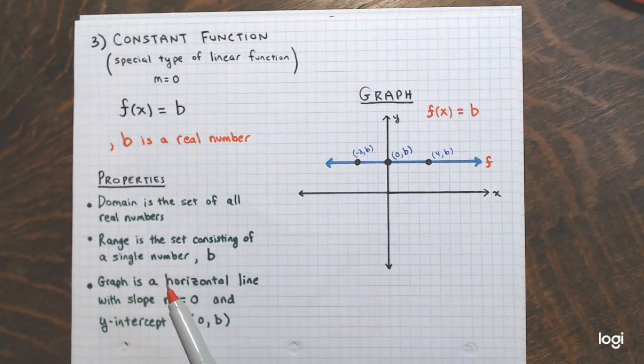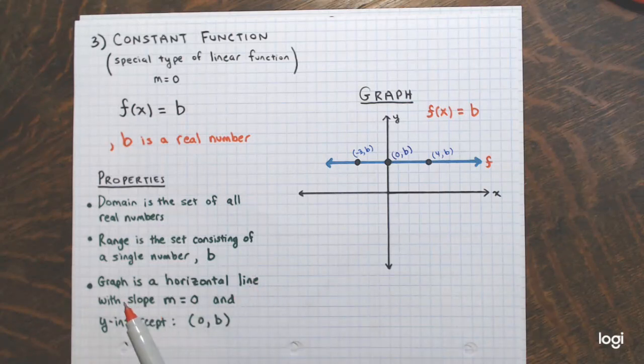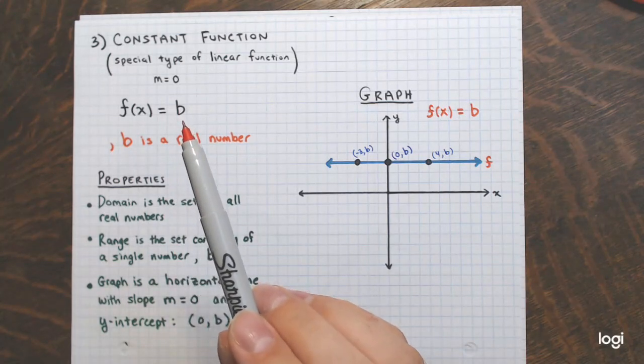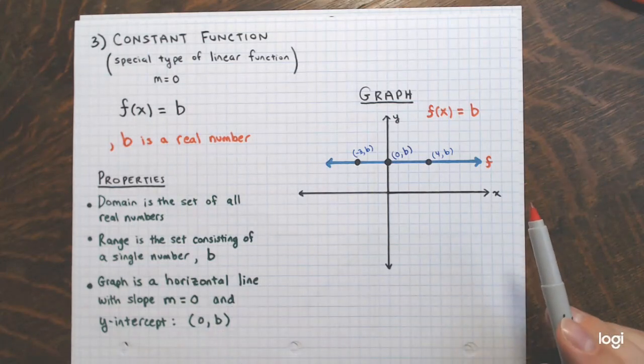And the graph is a horizontal line. It goes straight left and right, kind of like the x-axis is a horizontal line, with a slope of 0, and that's what they say a horizontal line is. It's a 0 sloped line. And for the y-intercept, when I plug in 0 for x, I always get an output of b here, so the point (0, b) is on the y-axis.